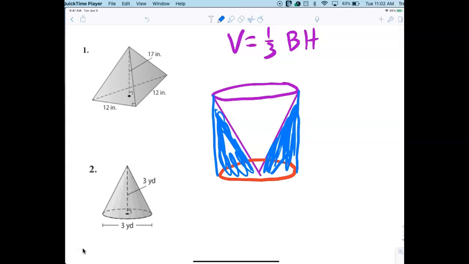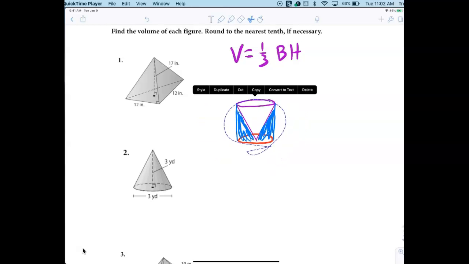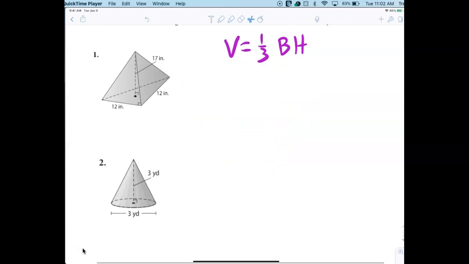All right, so let's see if you understand now what I'm talking about with question number 1. I want everybody to write down V equals 1/3 base times height. Then underneath there you write V equals 1/3. Somebody tell me what the base of this pyramid is. It's a triangle. So what's the formula for area of a triangle? 1/2 BH. Good. So now please watch.